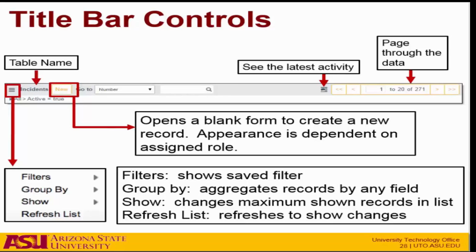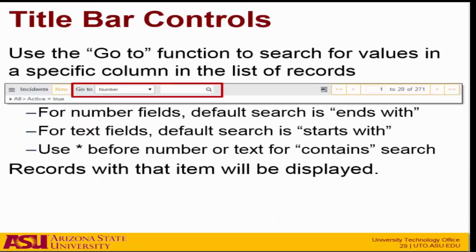In the middle of the title bar is a very powerful feature, which is a go-to search function. You can tell ServiceNow what type of field you're looking for and then type it into the search field there. If you're using text, you can use an asterisk before a number or a text for the contain search, and only the records that match your search criteria will show in the list.